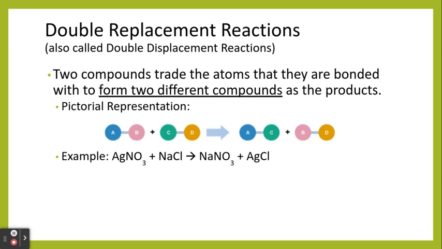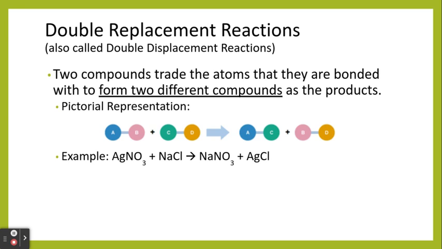Okay, similar to single replacement is double replacement. Again, these can also be called double displacement reactions. This is when two pairs or two compounds are going to trade partners. And this gives us two different compounds as the product. If we look at this, A is bonded with B initially, and C is bonded with D. And then afterwards, A is now with C, and B is with D.